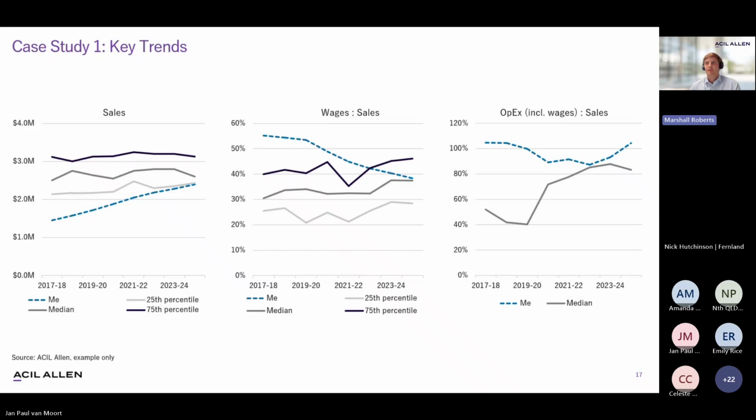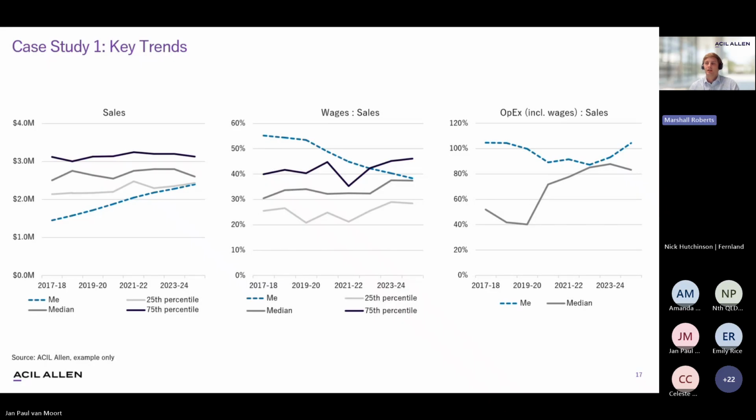To the centre, we can see wages to sales ratio. We can observe a decline over time, which is a positive sign. This ratio for this business has essentially met the median rate, so this is a great sign, and implies that sales growth has outpaced wage growth for this business.